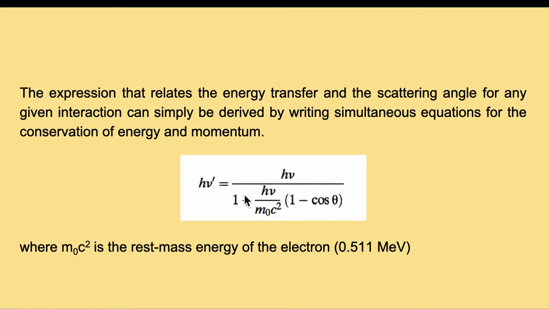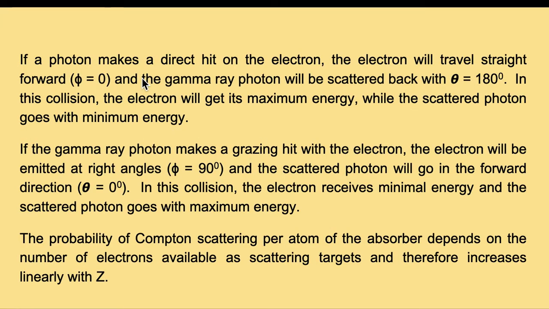And you can see that this hν' will be equal to hν only when this term you are getting as 0. That means cos θ equal to 1, which means θ equal to 0. That means your electron is directly passing, where m0c² is the rest mass energy of the electron. So you just look at this equation, and based on this, if the photon makes a direct hit on the electron, it will travel straight forward.